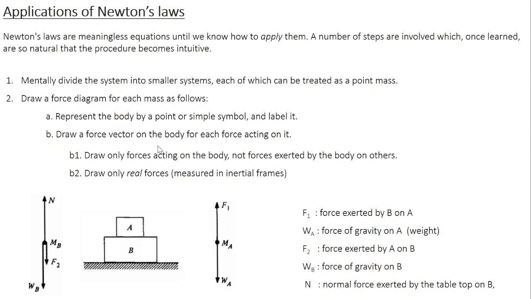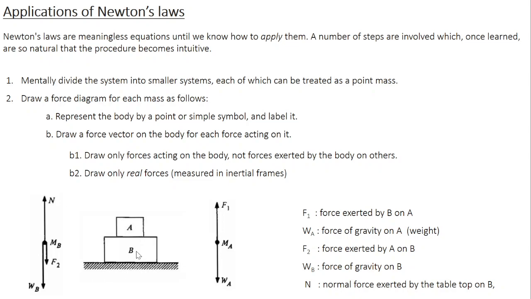After representing your point masses, you draw a force vector on the body for each force acting on it. When you draw a force vector, draw only the forces acting on the body and not the forces exerted by the body on others. Similarly, you draw only real forces, which means forces measured in the inertial frame. In the previous class we said there are also pseudo forces, which arise purely due to the acceleration of the frame. So when you draw a force vector, you don't have to include those fictitious or pseudo forces.